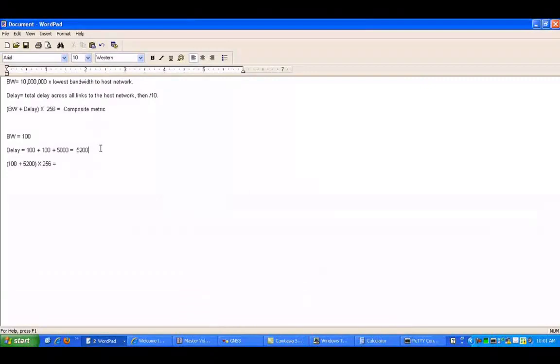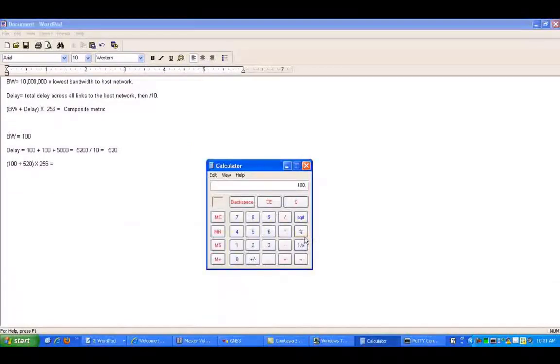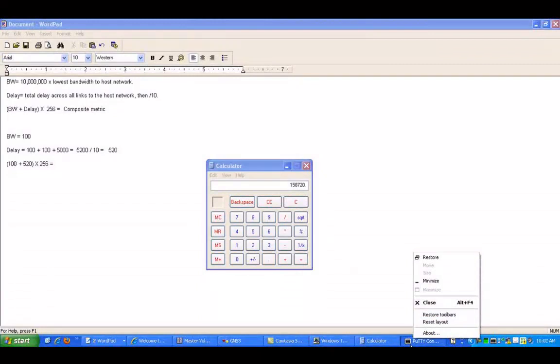Sorry about that. Looks like what we forgot to do is we have the total delay, but we forgot to divide that by 10. So we just messed up there. We'll take 5200, divide that by 10, and we have 520 total delay. So our total delay is 520 instead of 5200. So sorry about the confusion there. If we try to calculate it now, we have 620, which is bandwidth plus delay, and we multiply that by 256, and as we can see, it's 158,720.